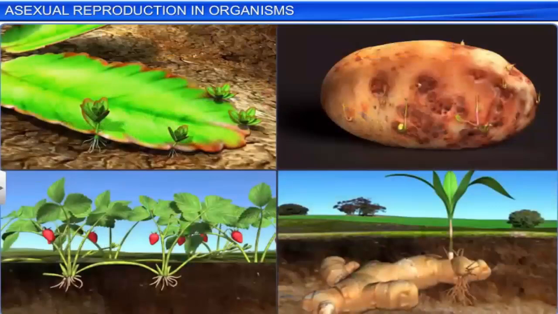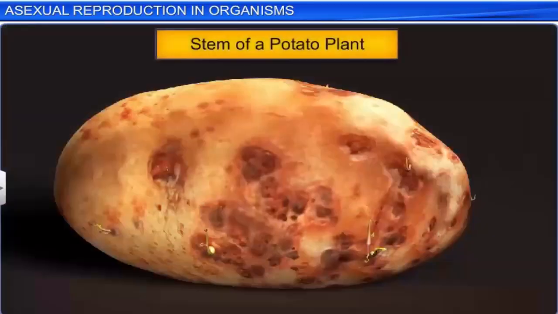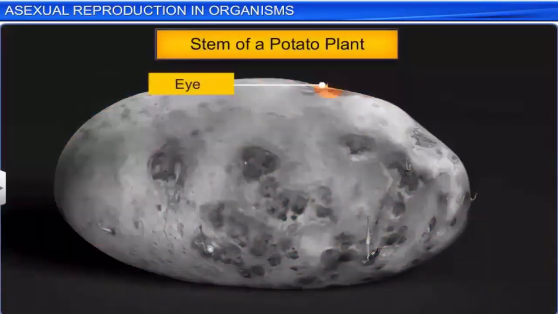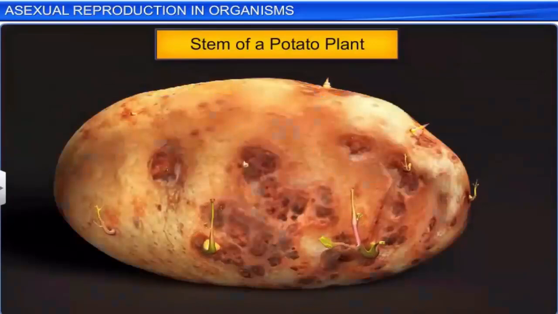In higher plants, asexual reproduction, commonly known as vegetative propagation, takes place through vegetative propagules, specialized structures which emerge from different parts of the plant. For instance, the stem of a potato plant is dotted with buds known as eyes, which later germinate into new plants.